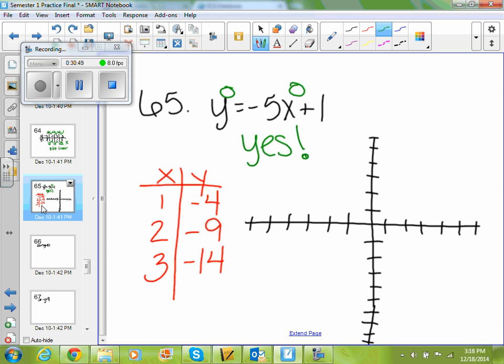Okay. So if I graph that, 1, negative 4 is over 1, down 4. 2, negative 9 is over 2, down 9. 3, negative 14 is way down, and we're not going to graph that part. So do we connect our points? Yes, we connect our points because it did not give us a domain to form a line. And that does, if we look at it, form a straight line. So we know it's linear that way too.